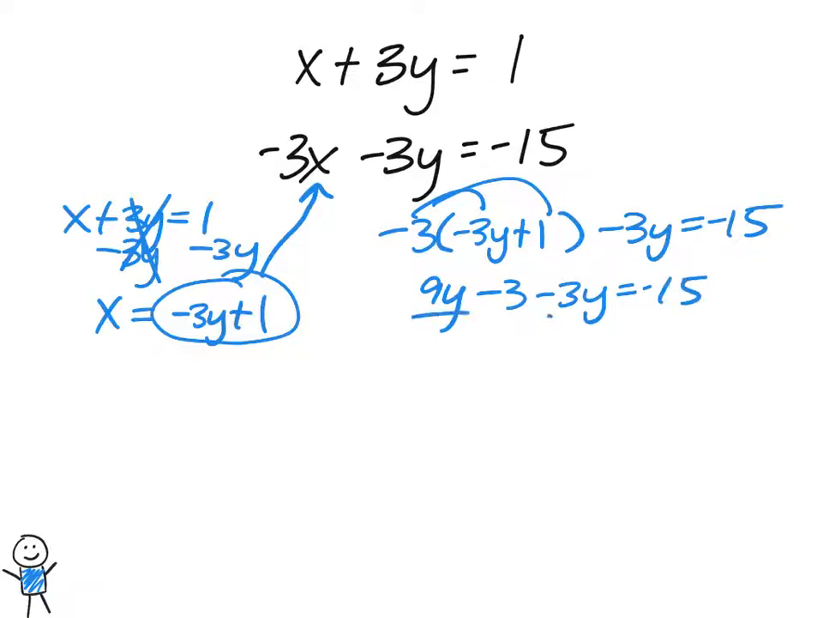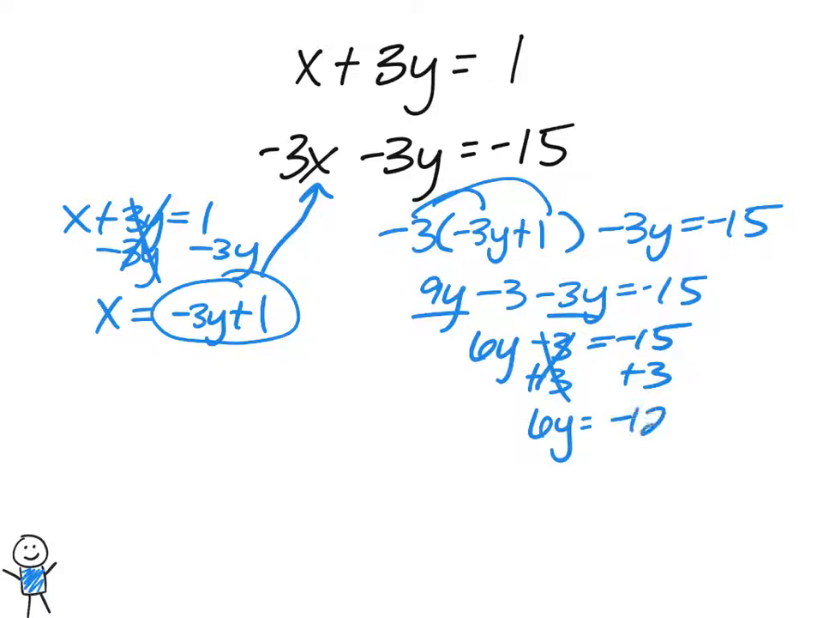We're going to combine some like terms that are both on the left side of the equation. 9y minus 3y is 6y. Bring down the minus 3 equals negative 15. I'm going to add 3 to both sides to continue working my way to solve for y. Negative 15 plus 3 is negative 12. Divide both sides by 6 as my final step here. We have a y value of negative 2.